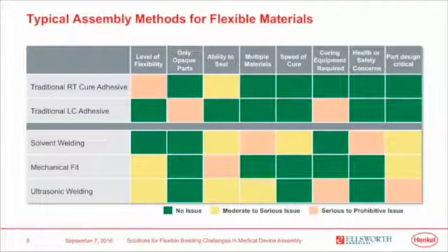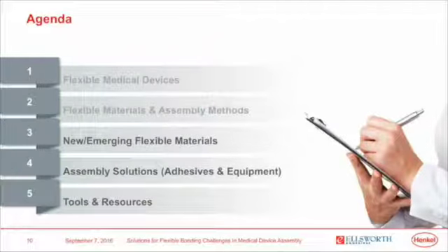Typical assembly methods for flexible materials. If we are looking at traditional bonding methods, such as room temperature cure and light cure, we see that the majority of their attributes are in the green with no issues. The bottom portion of the chart describes assembly methods that show a greater amount of issues as it relates to flexible devices. Okay, we'll move on to the next point in the agenda, which is new and emerging flexible materials.